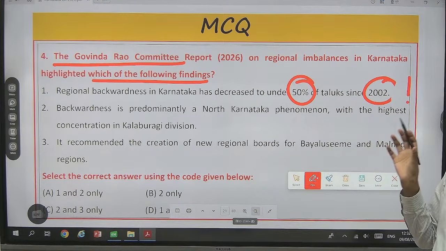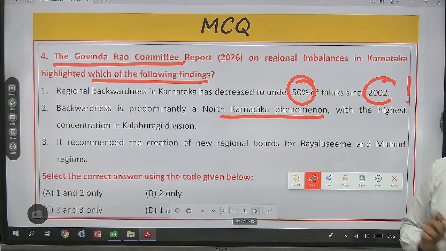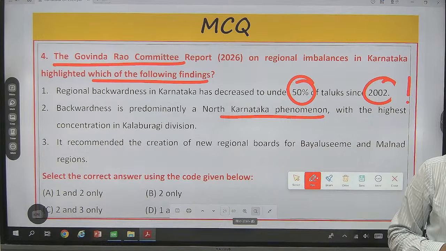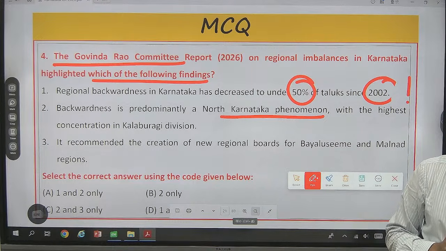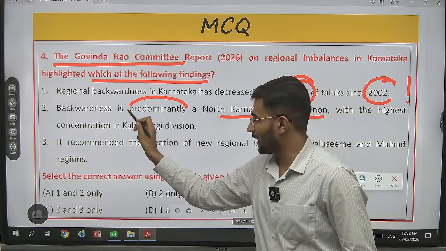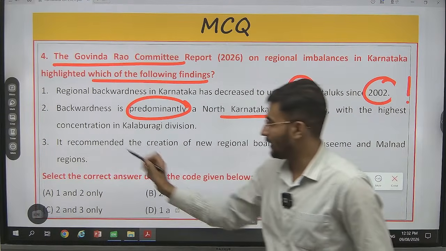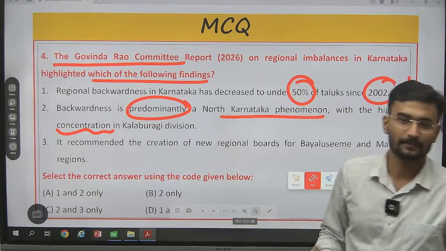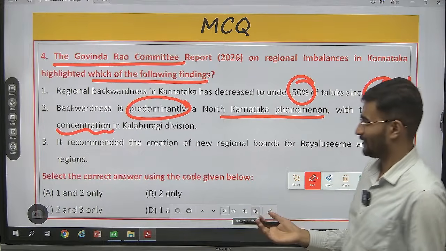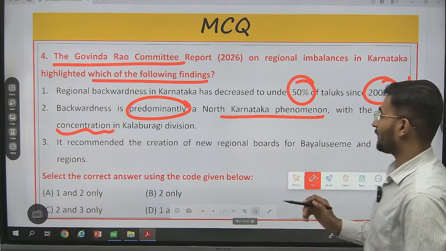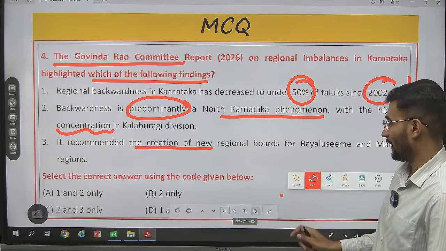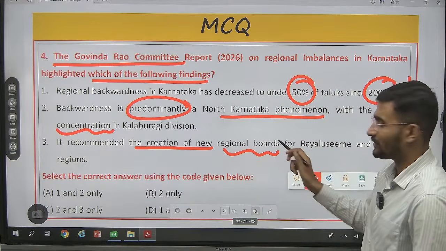Second one, backwardness is predominantly a North Karnataka phenomenon, with the highest concentration in Kalburgi region. What do you think? Right or wrong? Correct. But look at the two words here: predominantly and concentration. Now the dilemma is, it recommended a creation of new, and the creation of which one? Creation of new regional boards.